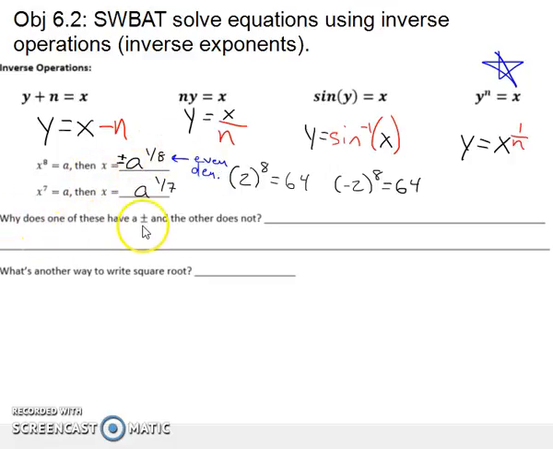So why does one of these have a plus minus and the other does not? It's because of this. The first one has an even denominator.